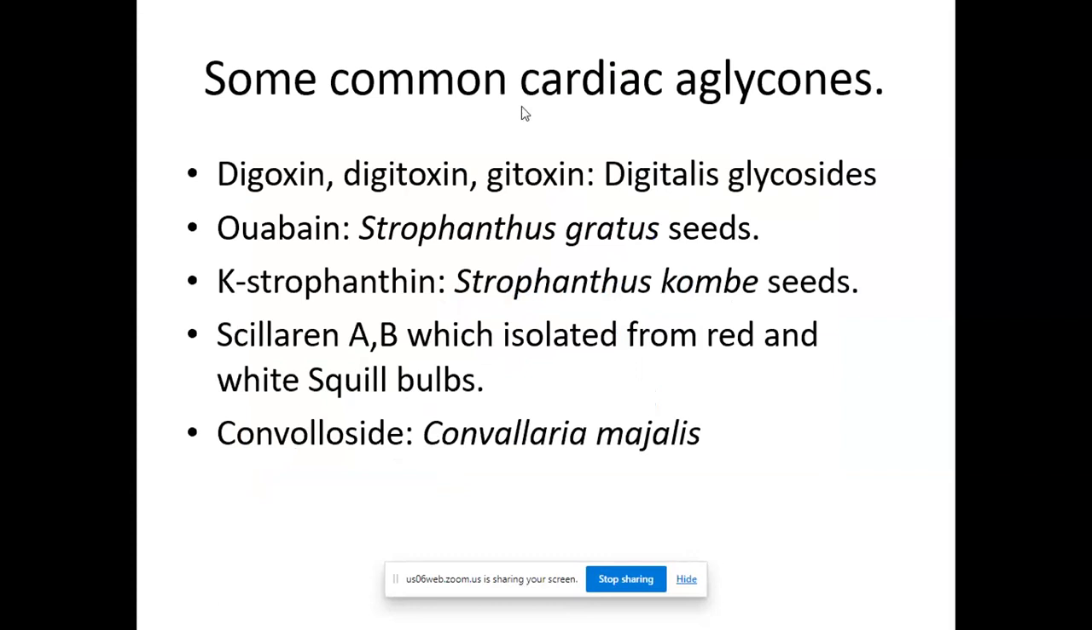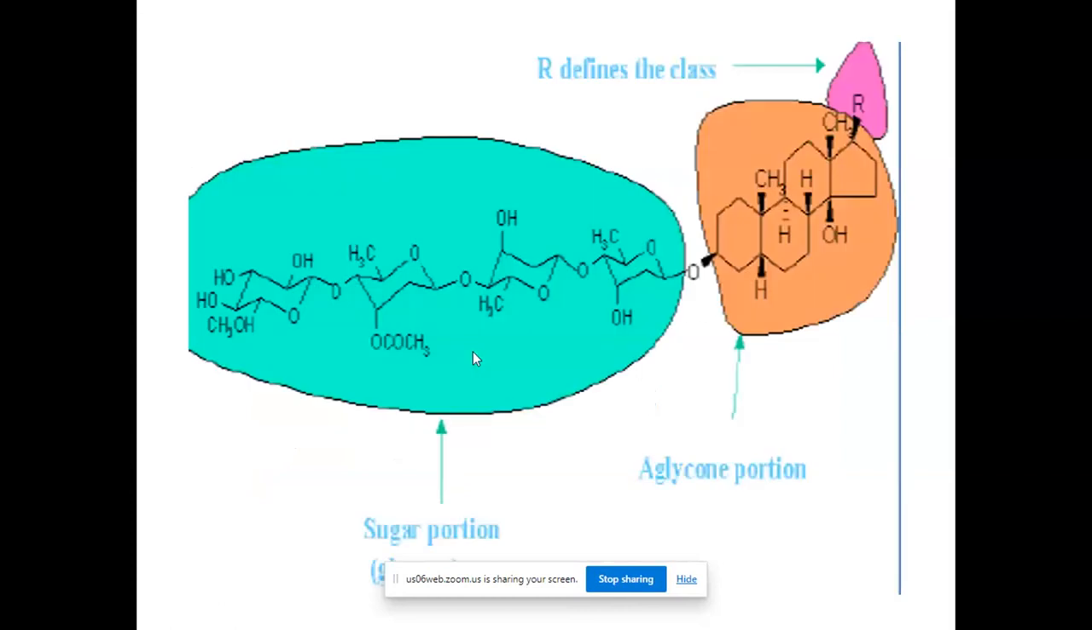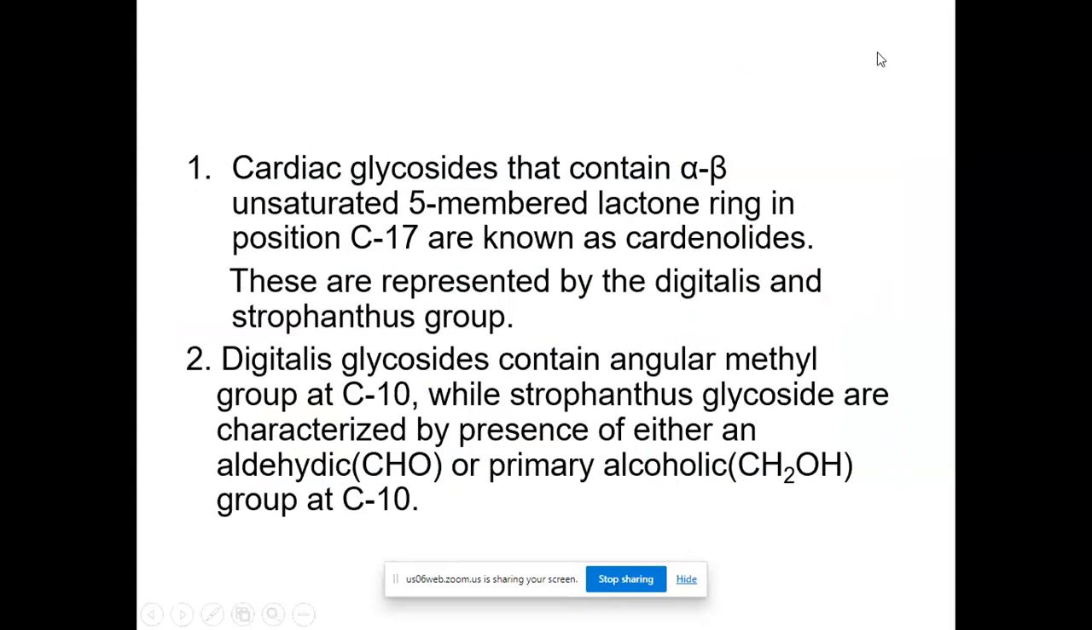So some examples of the cardiac aglycons, where the aglycons are the non-sugar part: we have digoxin, digitoxin. We also have some of the common aglycons. So this is just what I've explained: the sugar portion, the non-sugar portion, and the R class, the lactone. Basically, this is a repeat of what I've said, but you can still go through them.